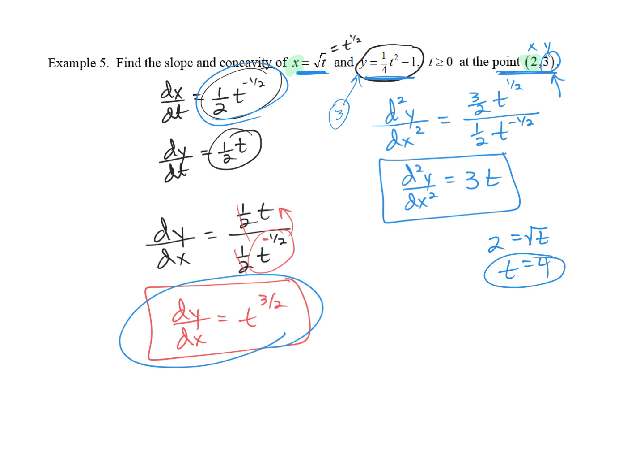You actually get, I think, plus or minus 4 on it, but it tells you that t has to be greater than or equal to 0, so you know it's t equals 4. So sometimes you have to take that x and y and figure out what t is based on it. Then you can plug it in here.